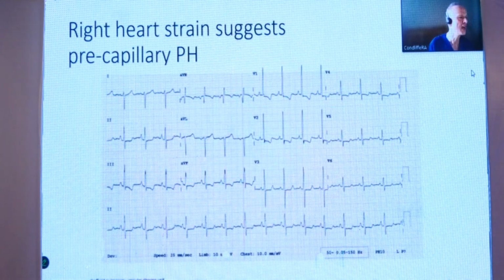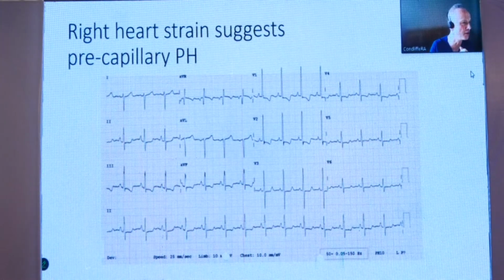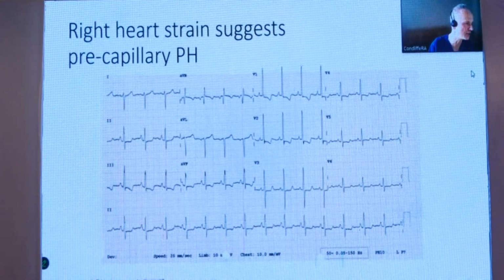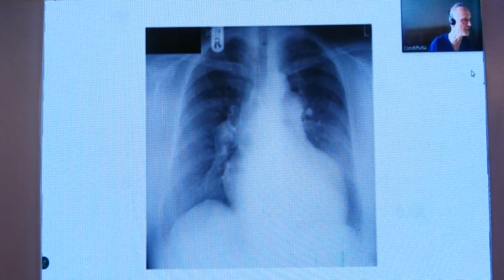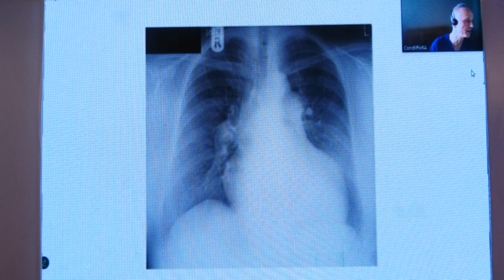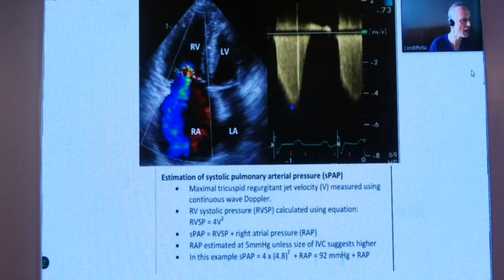To detect it, if you have an ECG like this, it's very clear that this is abnormal with right heart strain, right axis deviation, right ventricular hypertrophy. Very suspicious of pulmonary hypertension, precapillary pulmonary hypertension. But if you're looking for mild disease, the ECG might be normal. Chest X-ray shows cardiomegaly with large pulmonary arteries. Again, that's very suspicious, but patients with mild disease might have a normal chest X-ray.